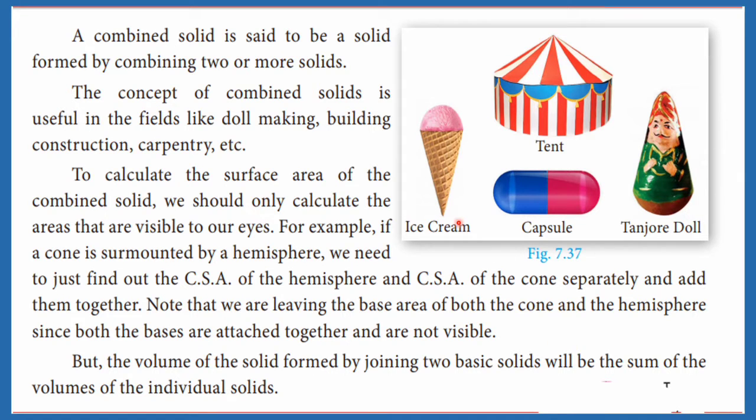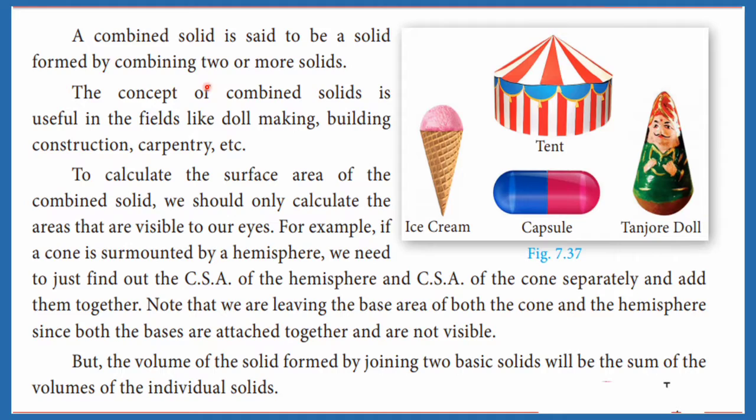Observe the shapes given. The shapes provided lead to the following definition of combined solid. A combined solid is said to be a solid formed by combining two or more solids. The concept of combined solids is useful in fields like doll making, building construction, carpentry, etc.